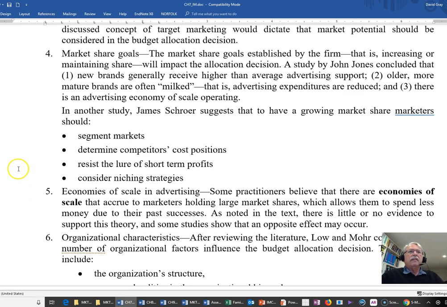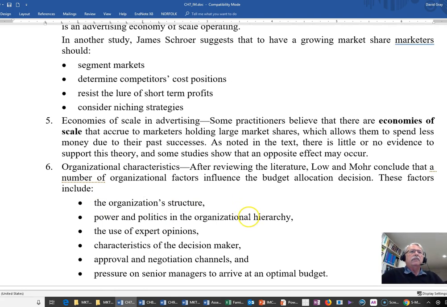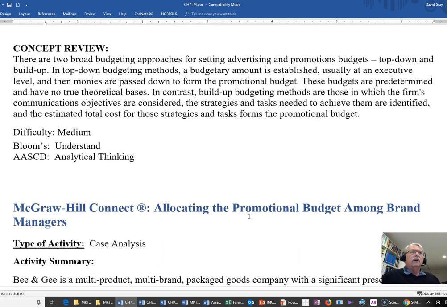So there are some aspects, the economies of scale in advertising or promotion, some of the organisational characteristics, the structure of the organisation, the politics, who's involved. Do you have any experts? Think about the characteristics of the decision maker, the negotiating channels, etc.